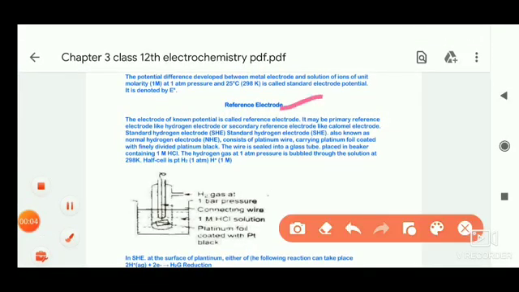Today we'll talk about the reference electrode. The electrode of known potential is called a reference electrode. It may be a primary reference electrode like the hydrogen electrode, or a secondary reference electrode like the calomel electrode.